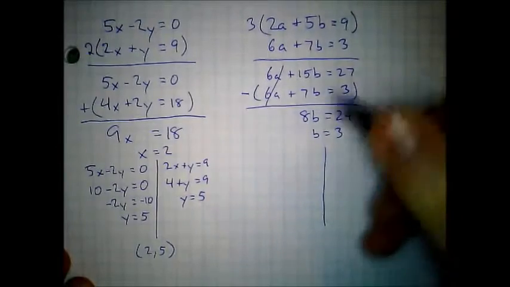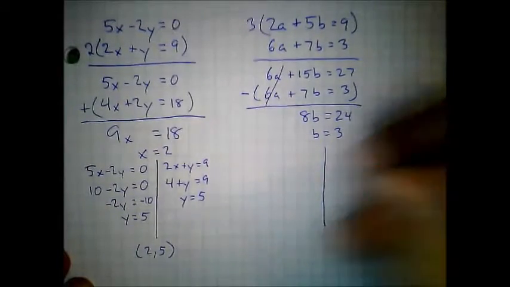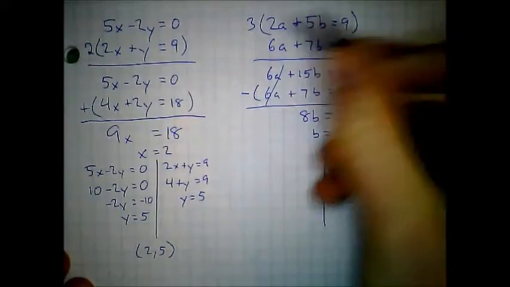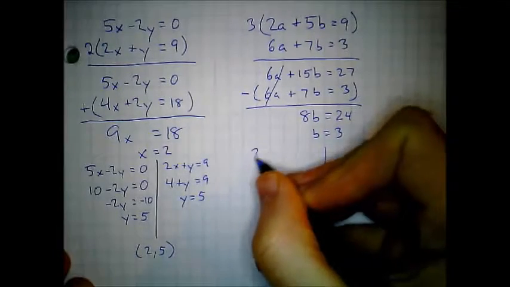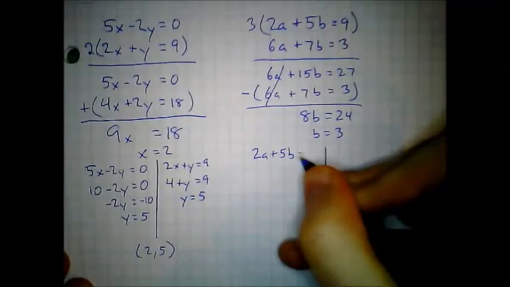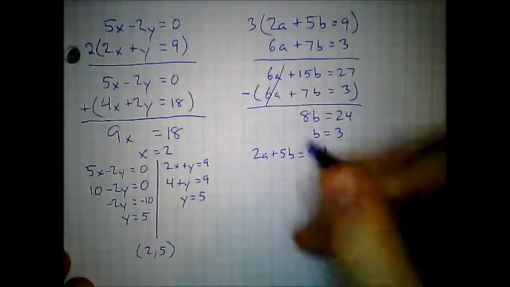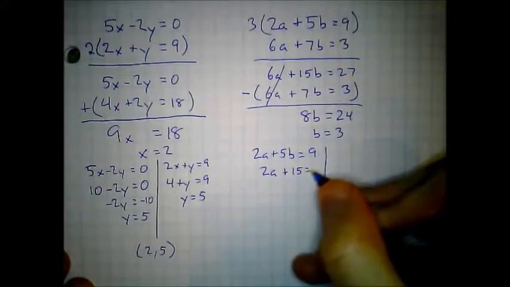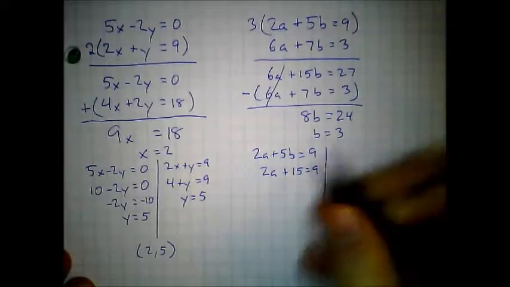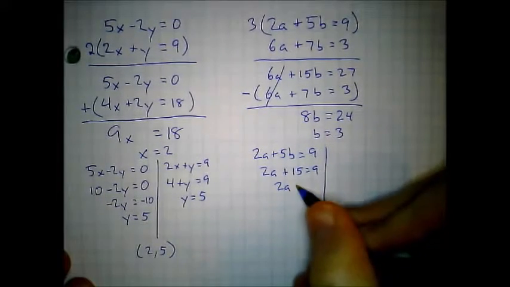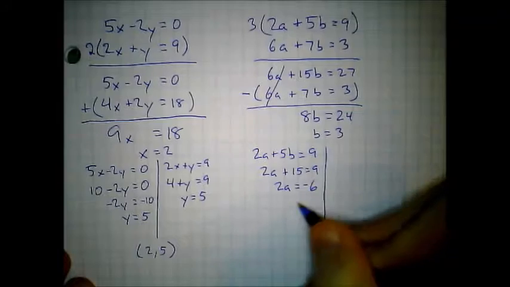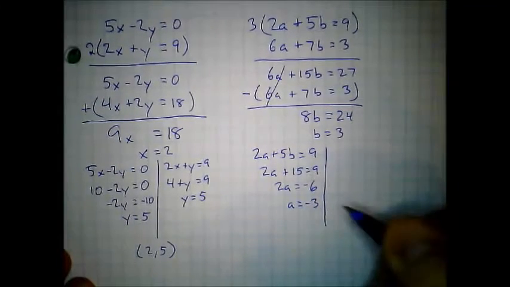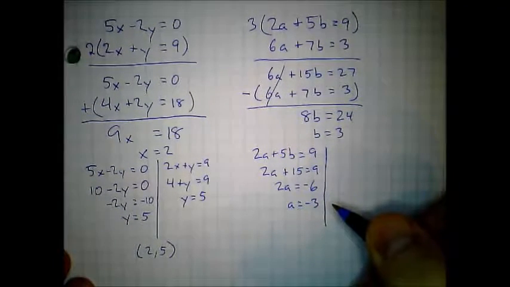Like always, we've got to figure out what our other variable is. If b is 3, what's our a? So we go back to the original two equations. So we have 2a plus 5b equals 9. Well, I know b equals 3, so I have 2a plus 5 times 3, which is 15, equals 9. Subtract 15 from both sides, so 2a equals negative 6. Divide by 2 and get a equals negative 3.